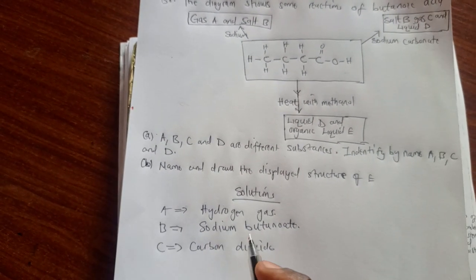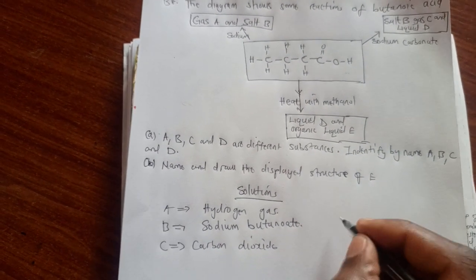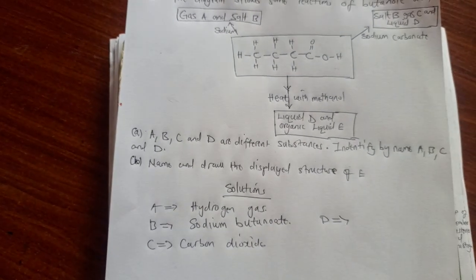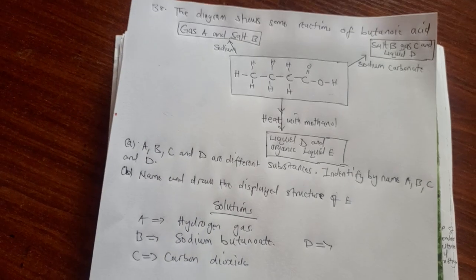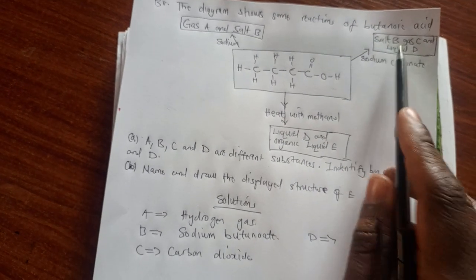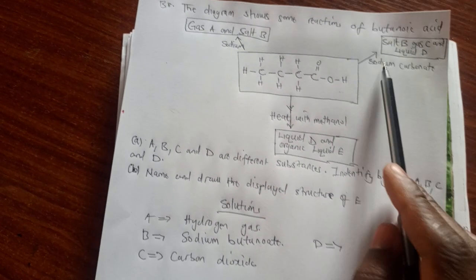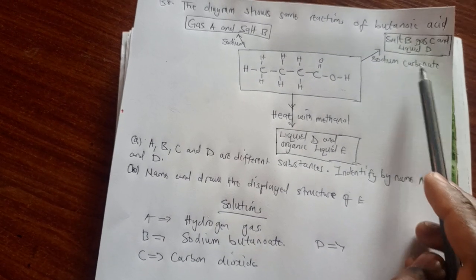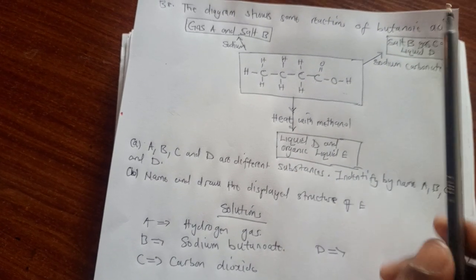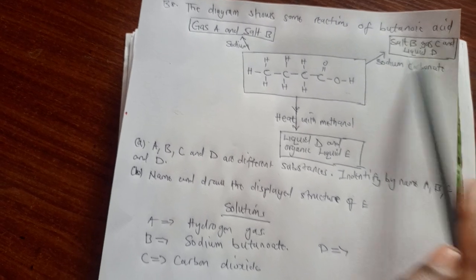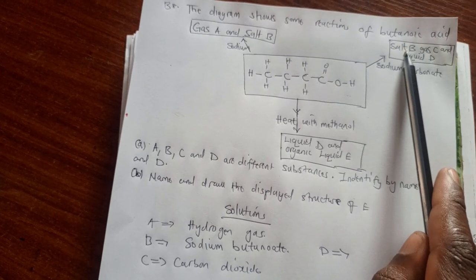Then next, we also need to identify D. Let's go straight to D. Where do we have D? D is here, and we also have D here. The same sodium carbonate reacts with butanoic acid. We have been told that it will produce salt B, gas C, and liquid D. Salt B, we know it.